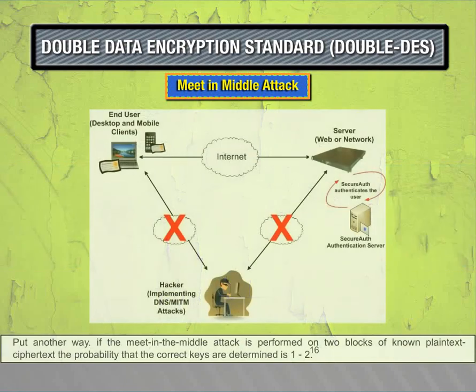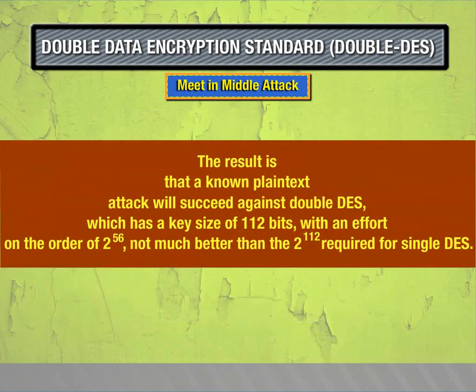Put another way, if the meet in the middle attack is performed on 2 blocks of known plaintext-ciphertext, the probability that the correct keys are determined is 1 minus 2^-16. The result is that a known plaintext attack will succeed against double DES, which has a key size of 112 bits, with an effort on the order of 2^56, not much better than the 2^55 required for single DES.